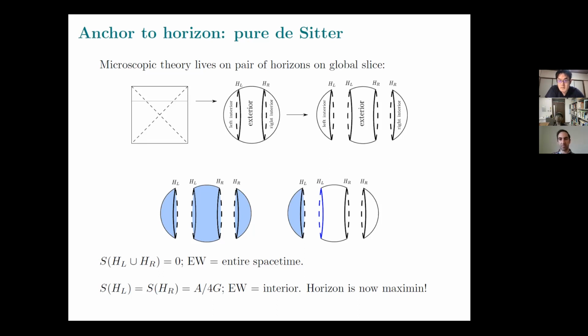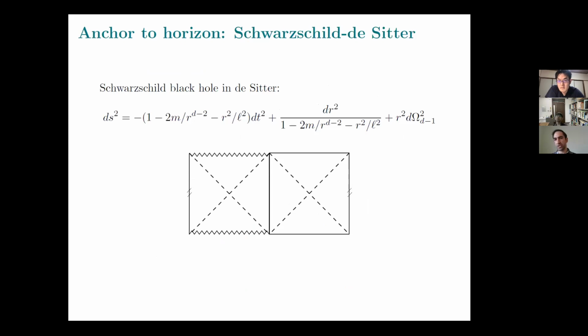Let's do a slightly less boring thing to check, which is Schwarzschild de Sitter. Here's the metric for Schwarzschild de Sitter. It looks like a black hole with the de Sitter factors. It's simple. And here's the Penrose diagram. These just denote that it's periodically identified, so the topology of the space-time is different now. Here's the black hole region. Here's the de Sitter region.